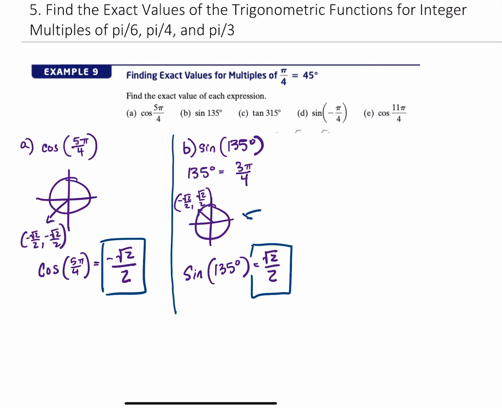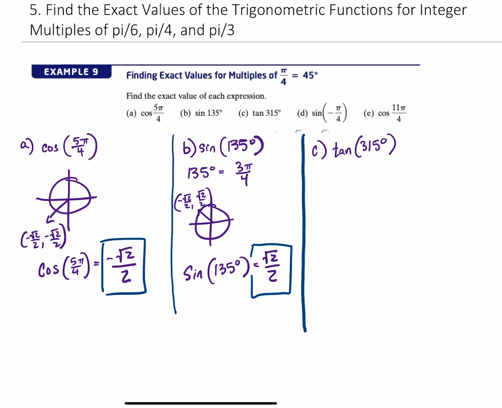So I usually do a quick little sketch, think about the coordinate point, and then steal the value that I need. Or maybe we need to modify it if we're looking at one of the other trigonometric functions. All right, let's look at part C. C asks for the tangent of 315 degrees.